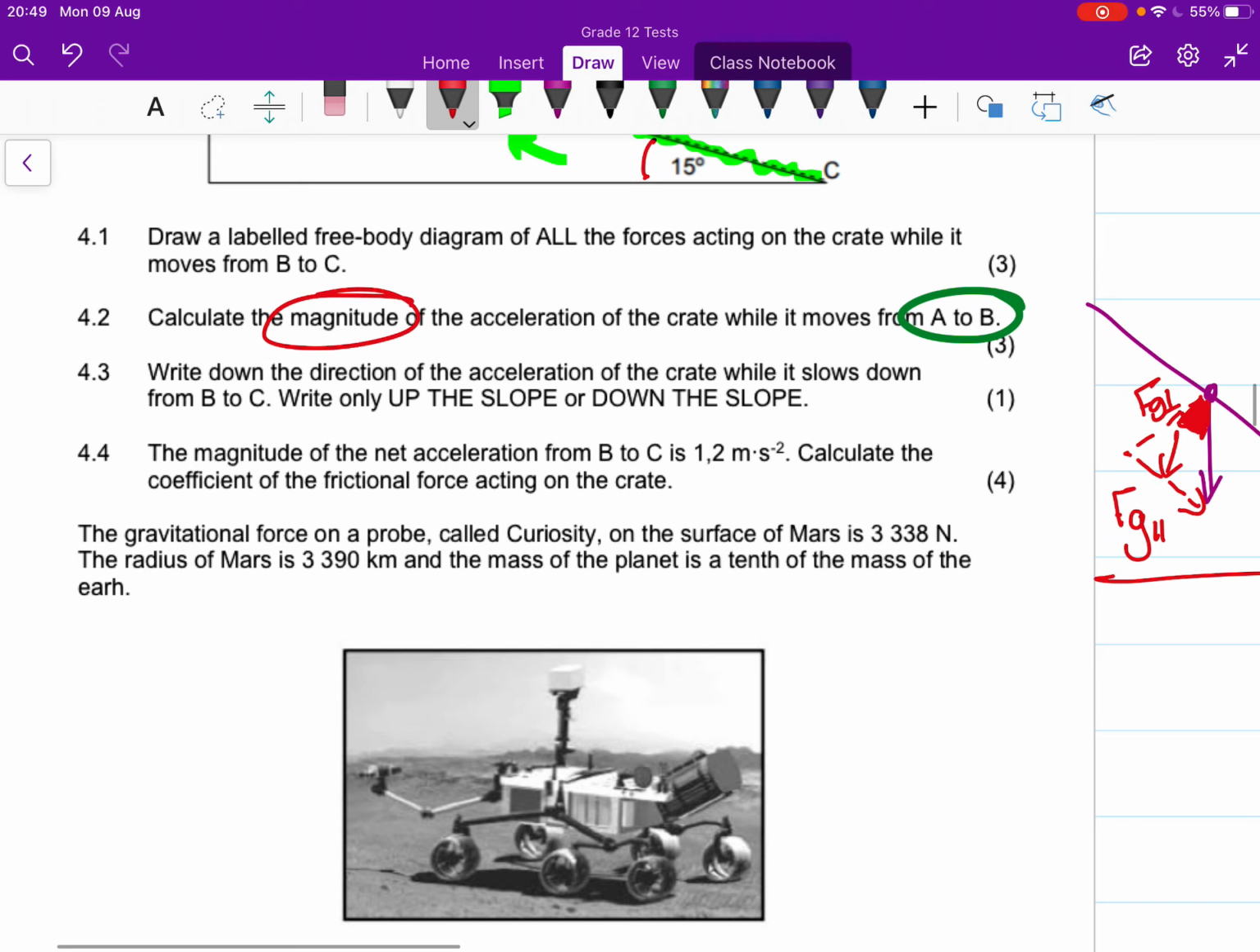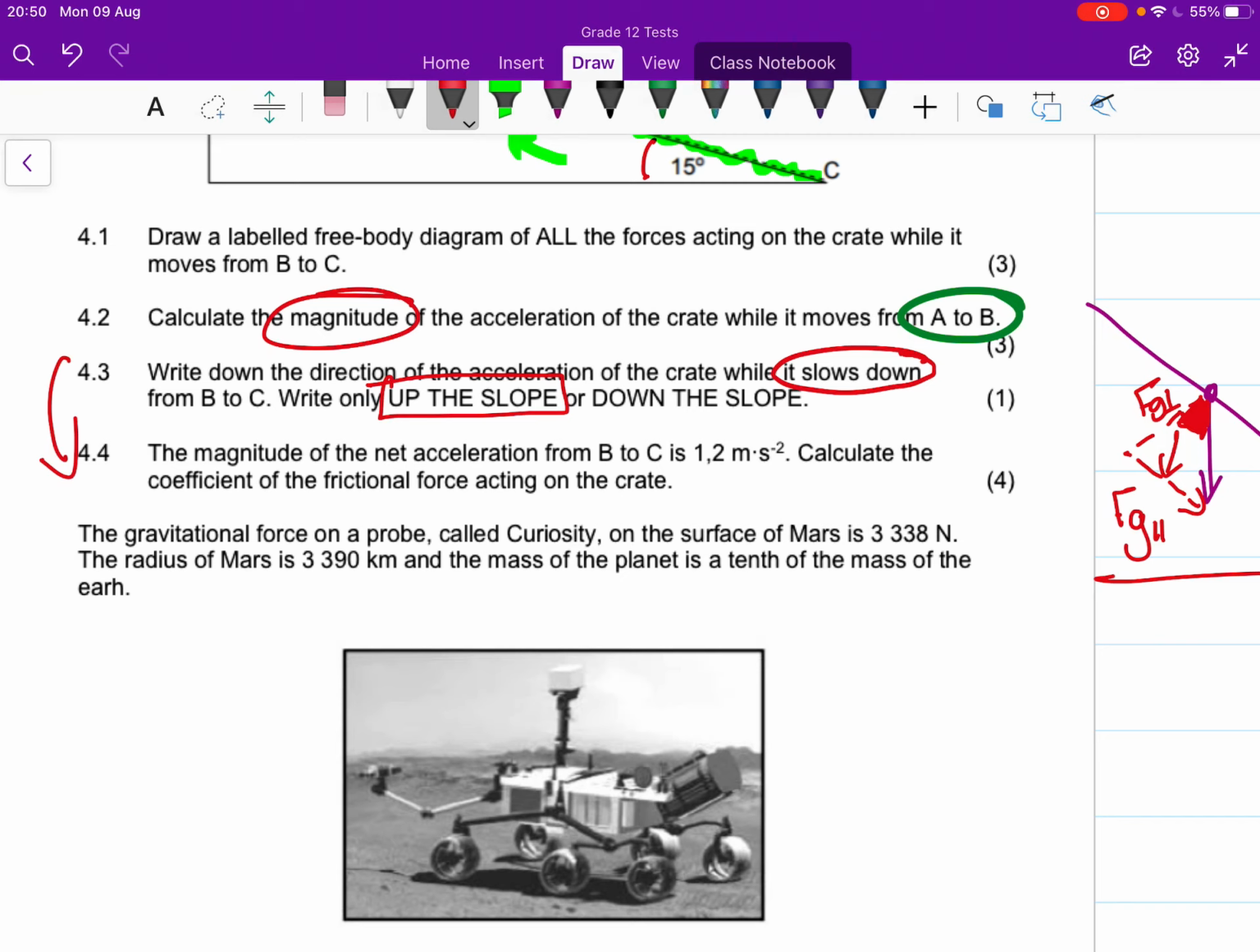Then they say write down the direction of the acceleration of the crate as it slows down from B to C, right? Only up or down the slope. Most of you got this. As it's slowing down, the acceleration has to be up the slope because otherwise it won't slow down. It's got to be in the opposite direction to the motion. Now, this carries down. So we're trying to lead you in the question.